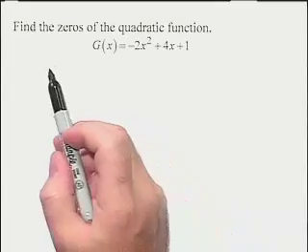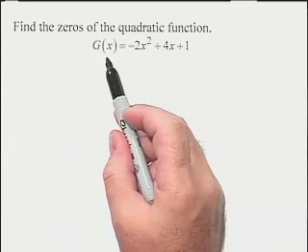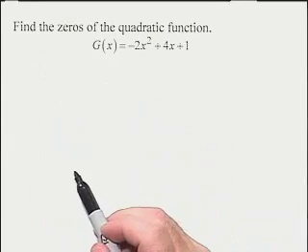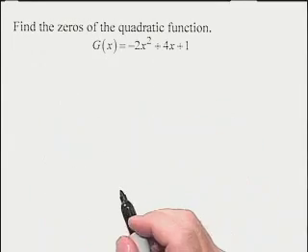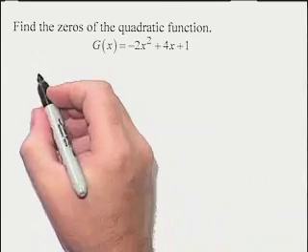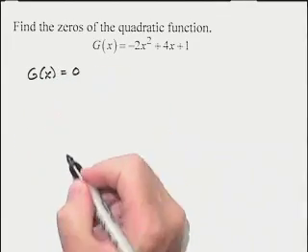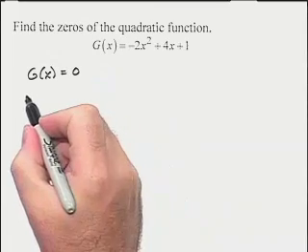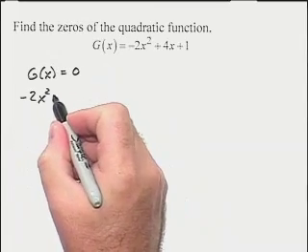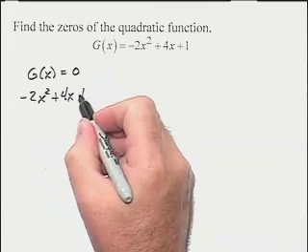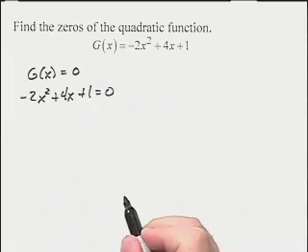For this problem, we're going to find the zeros of a quadratic function. We're going to find the zeros of the quadratic function g of x equals negative 2x squared plus 4x plus 1. To find the zeros, we need to find where g of x is equal to 0. That means we need negative 2x squared plus 4x plus 1 to equal 0.